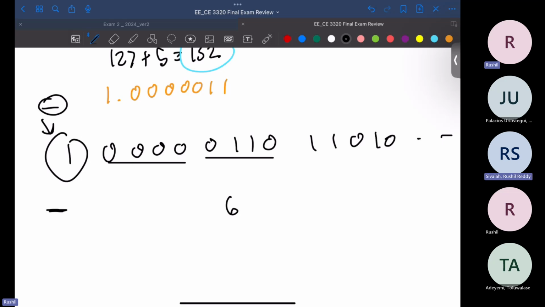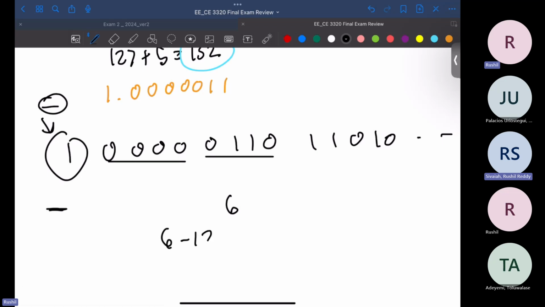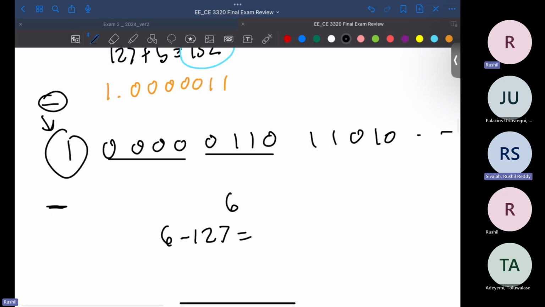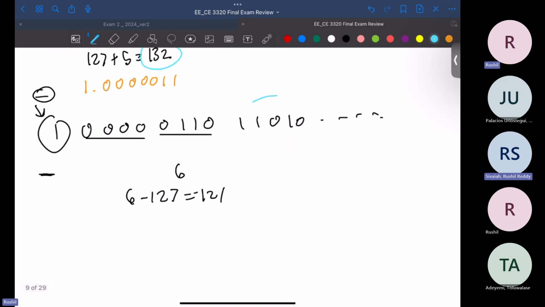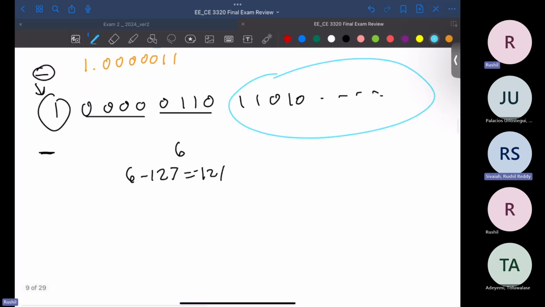So if you write 6 in binary, so something minus 127 equals 6. So it's negative 6 or 6, minus or plus 127. So it's 6 minus 127, which is negative 121. Now we grab this value, it's 6, right? It's 6 minus 127.